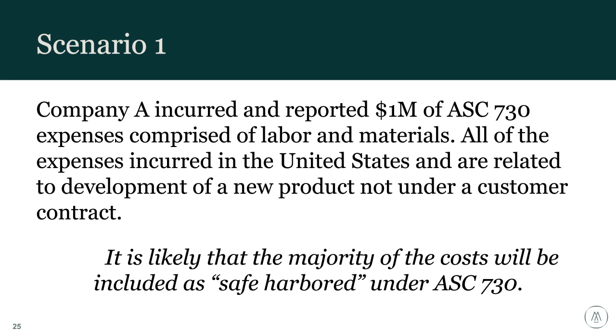In this scenario, Company A incurred and reported $1 million of ASC 730 expenses, and it was comprised of labor and materials. So pretty straightforward, no subcontractor costs. Additionally, none of these expenses were outside of the United States, and they all related to development of a new product that was not under customer contract. So this is the straightforward case, it's all internal, it's all basically qualified.